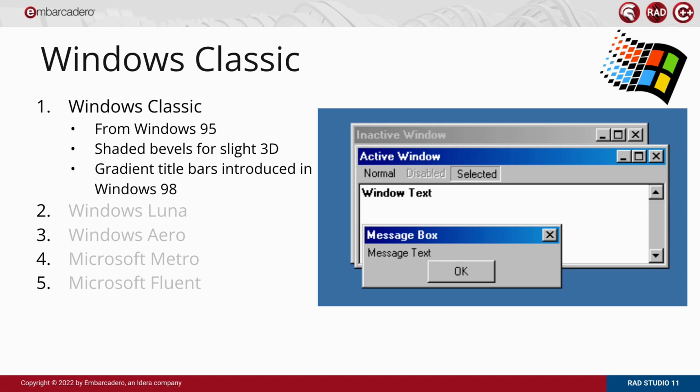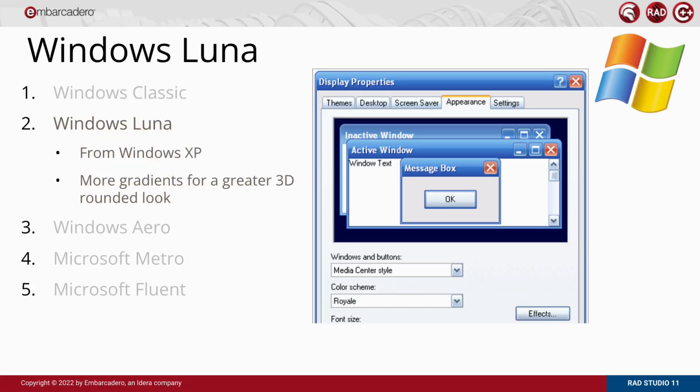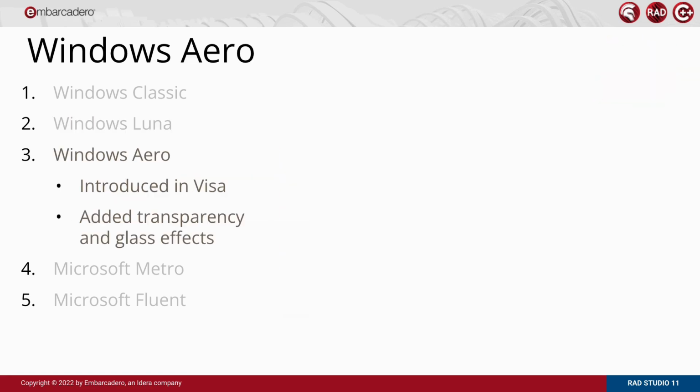Windows introduced shaded bevels for slight 3D. Windows 98 is actually what you see there with the gradient in the title bar. In Windows 95, the title bar was a solid color. Luna, which was introduced with Windows XP, introduced these gradients for more 3D look. So it has that more of a 3D rounded look through the gradients there.